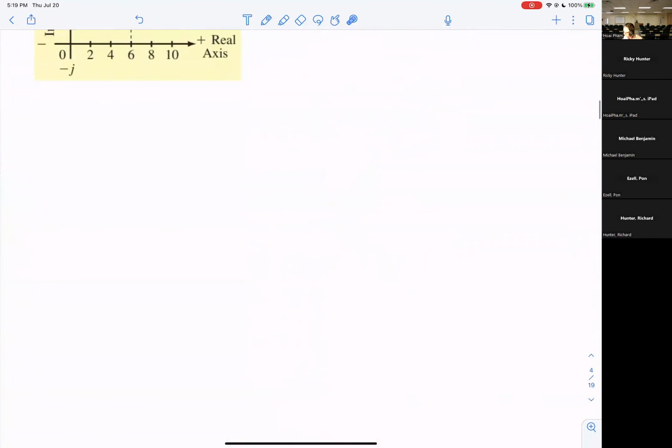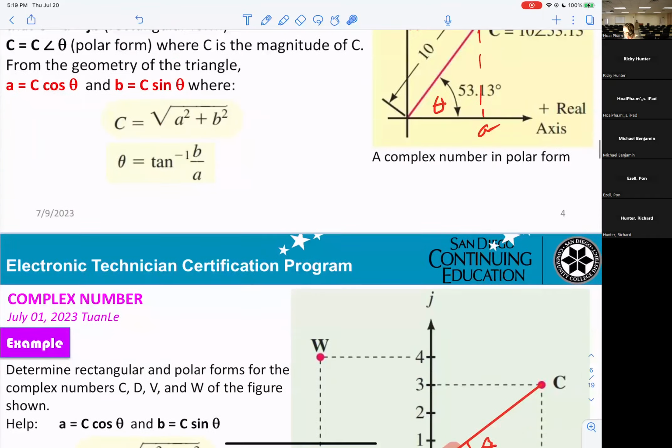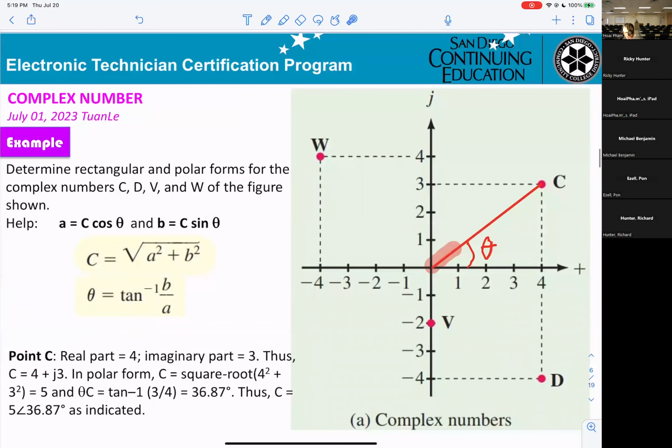Where is the V? V right here. Okay, now for the V here, what is it in rectangular form? I want to know the rectangular form for V. Who can tell me?